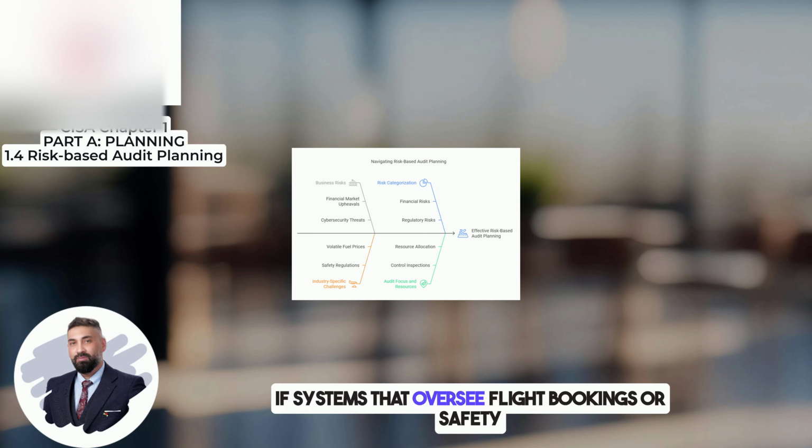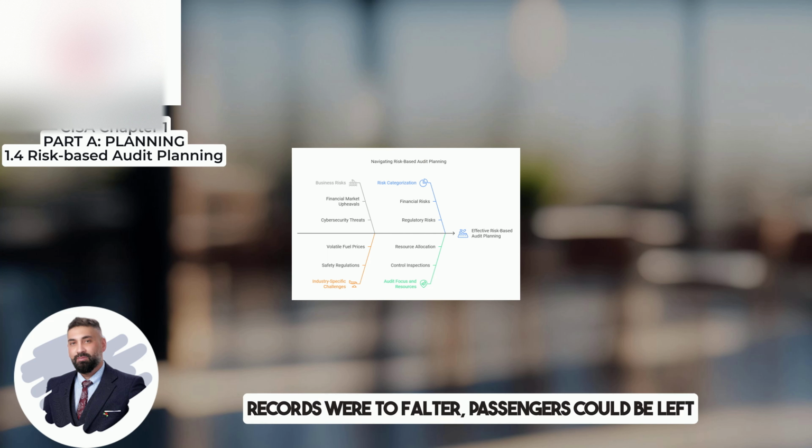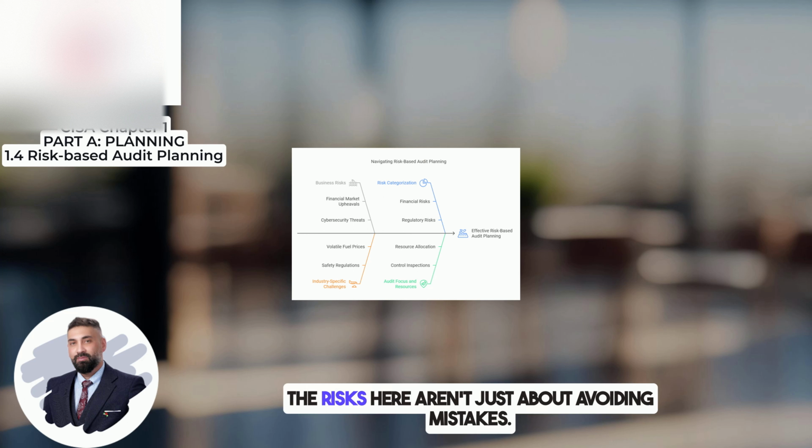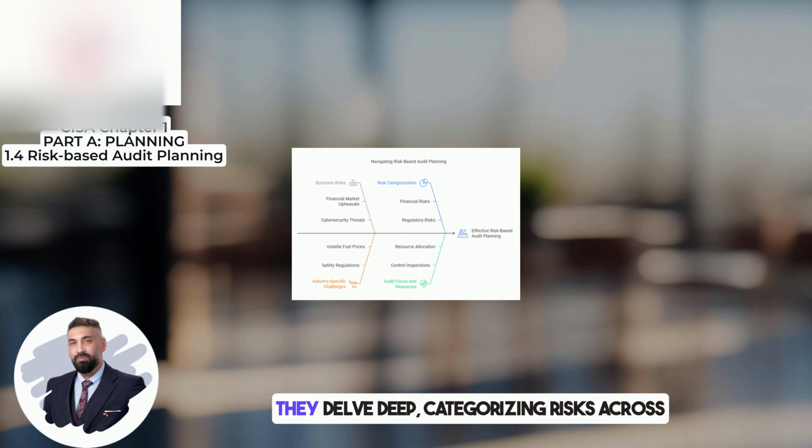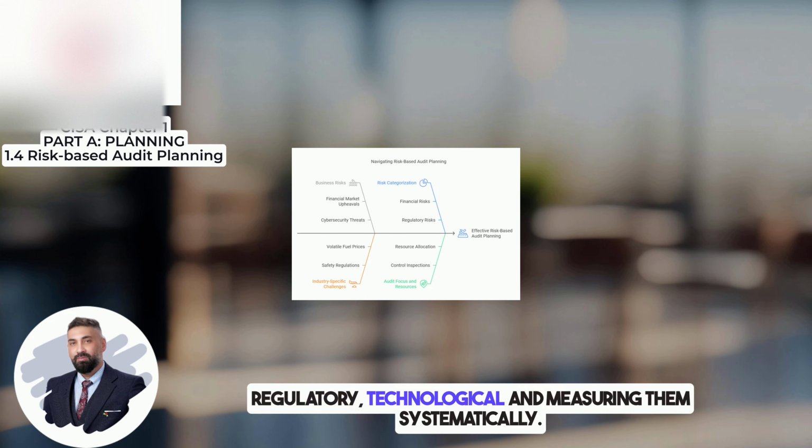If systems that oversee flight bookings or safety records were to falter, passengers could be left stranded, or worse, lives could be at stake. The risks here aren't just about avoiding mistakes. They're bound intricately to organizational strategy. An IS auditor examining such a business doesn't just float across the surface scouring for random threats. They delve deep, categorizing risks across all aspects of the operation, financial, regulatory, technological, and measuring them systematically.